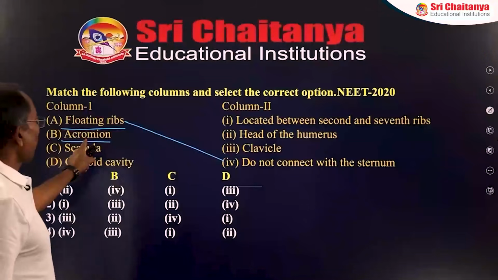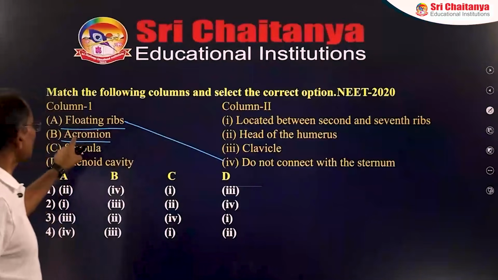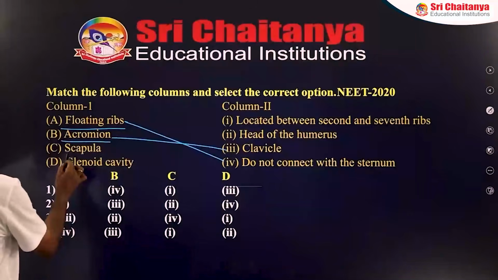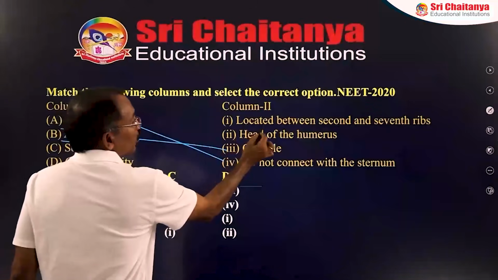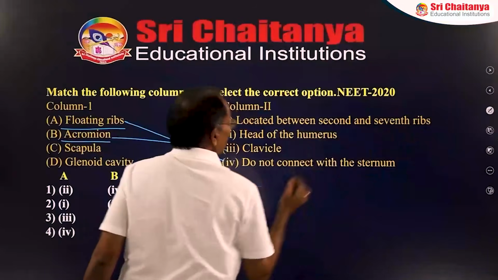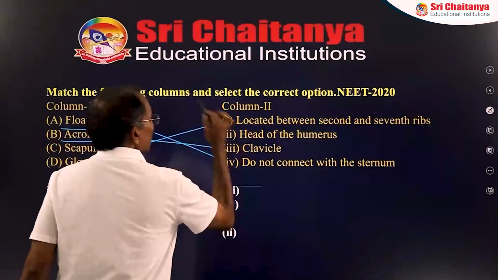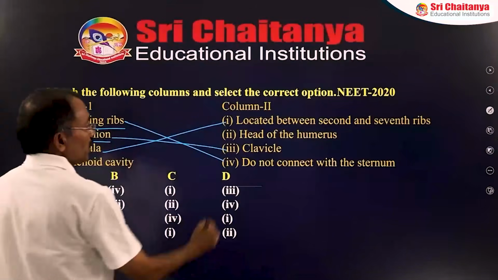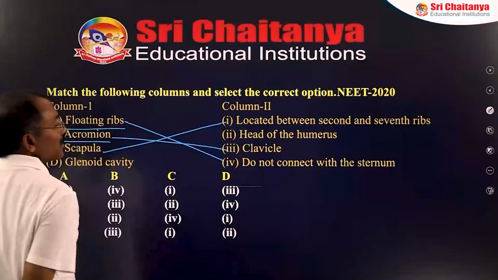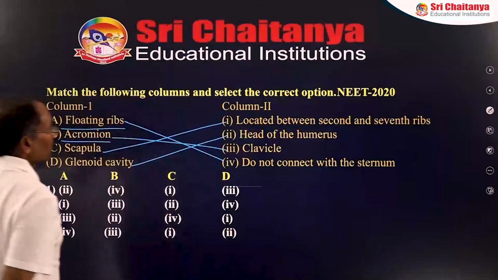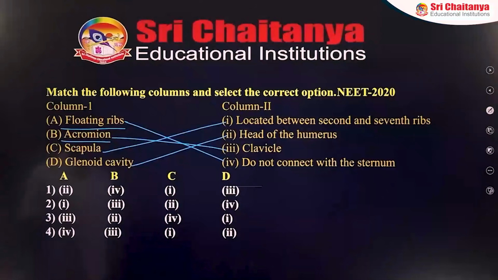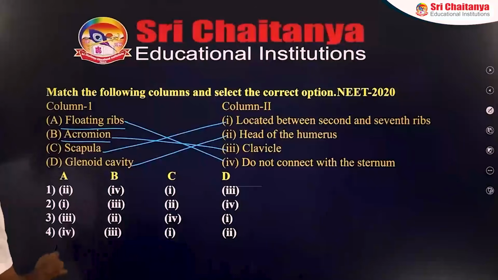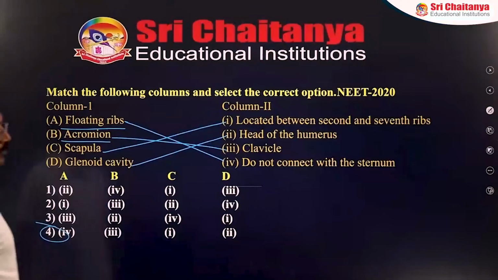Acromion: one end of the clavicle articulates with the acromion process of scapula. Scapula is located between second and seventh ribs. That is the position of the scapula. Glenoid cavity, in which head of humerus fits to form a ball and socket joint. So here the correct option is 4, 3, 1, 2.